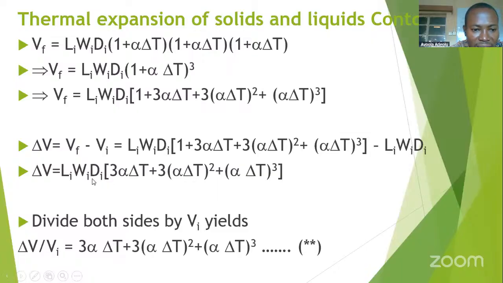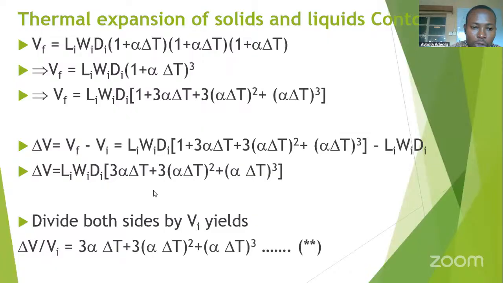So I just factorize all this out, and if you factorize, this one will be 1. This minus 1 will now cancel this one. So you have what you have inside the square bracket. But you will see that Li, Wi, Di is the initial volume. So if you divide both sides by the initial volume, you have delta V over Vi equals 3 alpha delta t plus 3 blah blah blah, and the last term, which I call equation star.